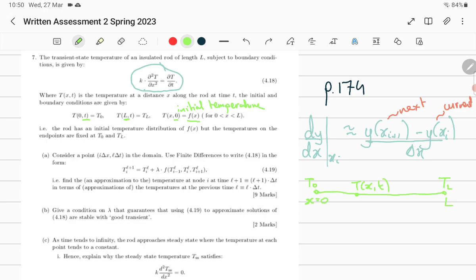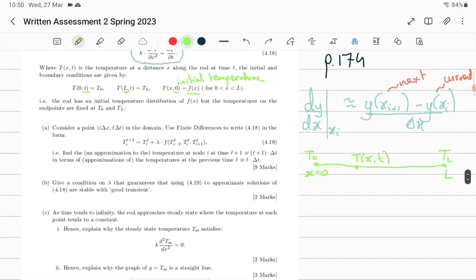So consider a point i times delta x. What do this delta x and delta t mean? It means you're chopping the rod into delta x's. So you can imagine chopping this into delta x's, for example into 4 pieces. So you've got 1 delta x, this is a distance 2 delta x, a distance 3 delta x. This is L and this is 0, and so in this case delta x is the total length divided by 4, or you could chop it up finer.